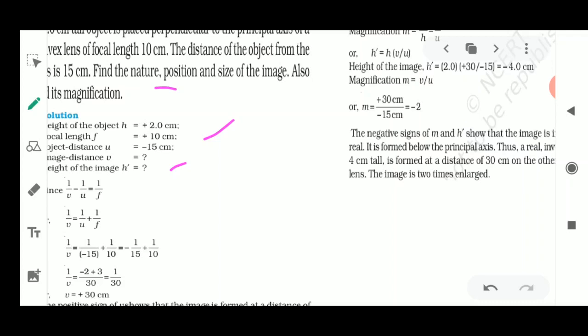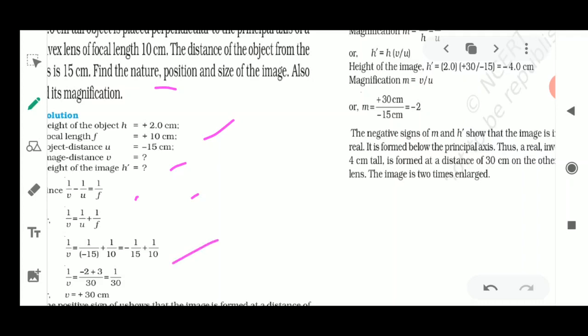The image distance v is not known, and h dash is also not known. We don't know where the image is going to form and what will be its height. So we are going to find out first the image distance, v. We are going to use the lens formula, 1 by v minus 1 by u is equal to 1 by f. So 1 by v is equal to 1 by u plus 1 by f.